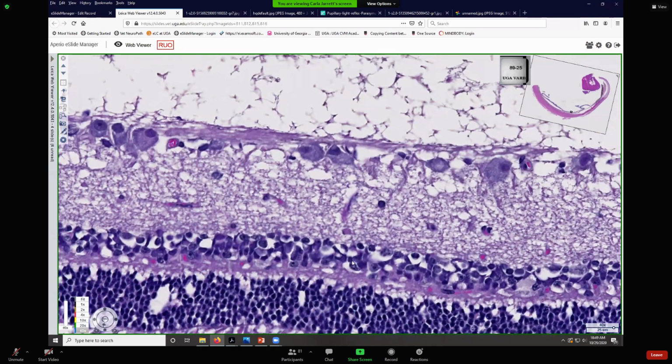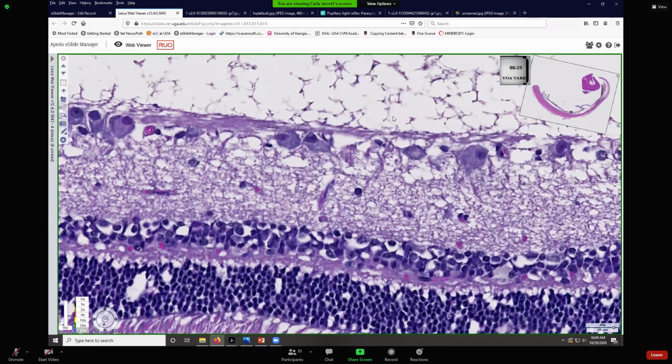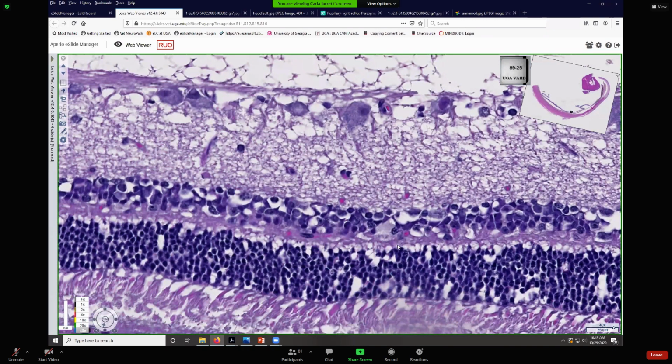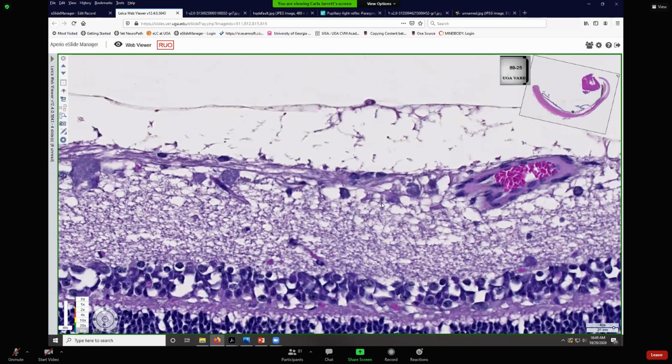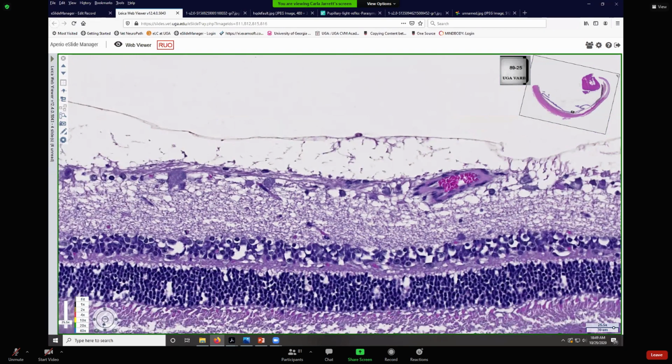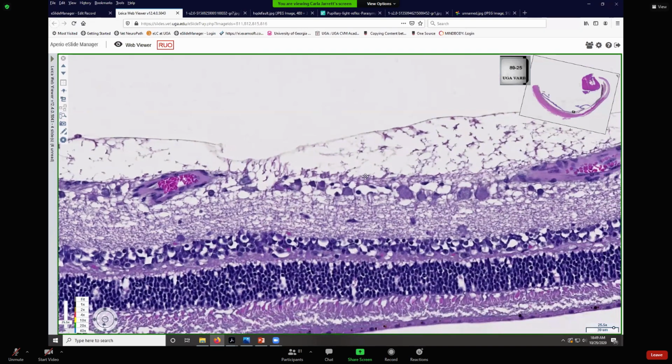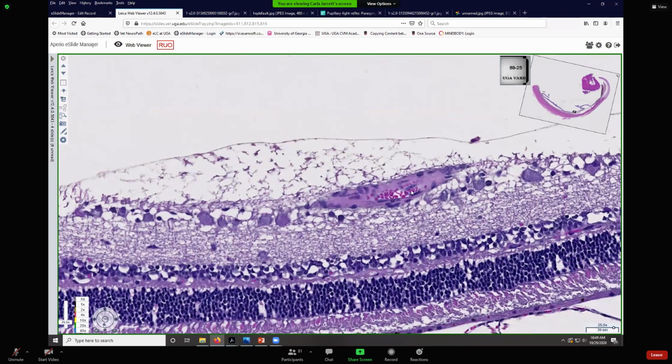They synapse with all these cells that have nuclei in the inner nuclear layer in this really big, wide inner plexiform layer. So the inner plexiform layer is really wide and the outer plexiform layer is really narrow, and these are synaptic zones between the layers of neurons. Those ganglion cells are going to form the nerve fiber layer, and the nerve fiber layer are all the axons of these ganglion cells.